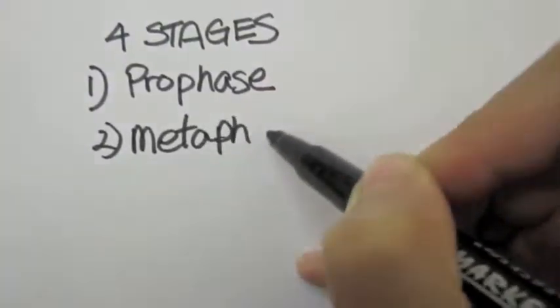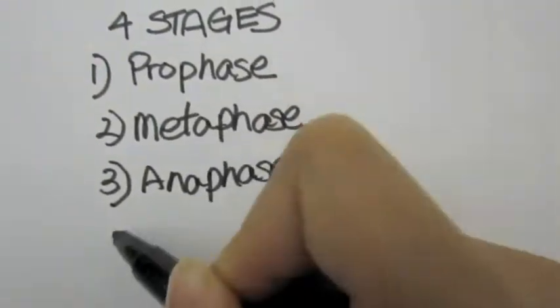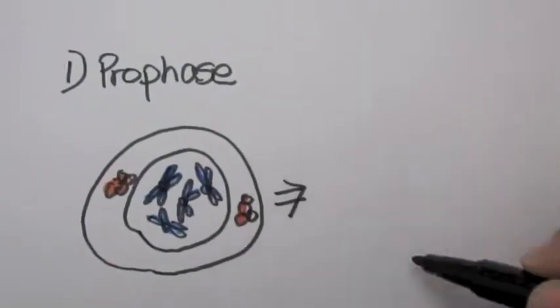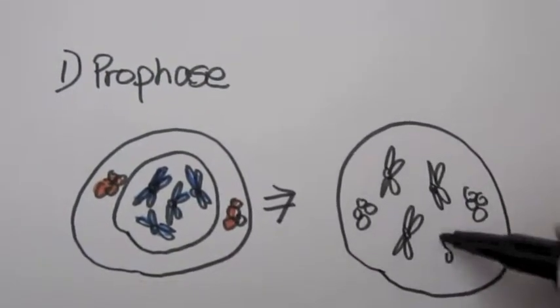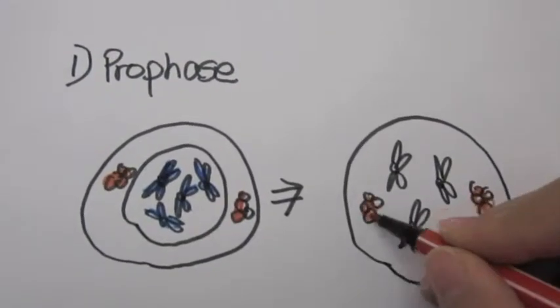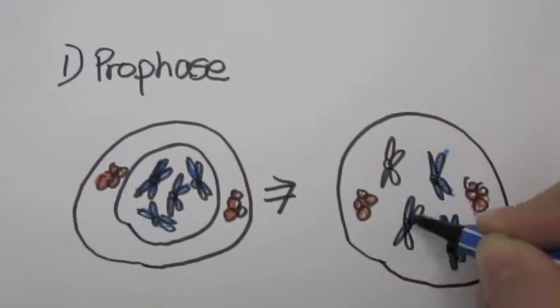Mitosis includes four stages: prophase, metaphase, anaphase, and telophase. In the first stage, prophase, the nuclear membrane disintegrates and the nucleolus disappears. The chromosomes condense and begin to appear.